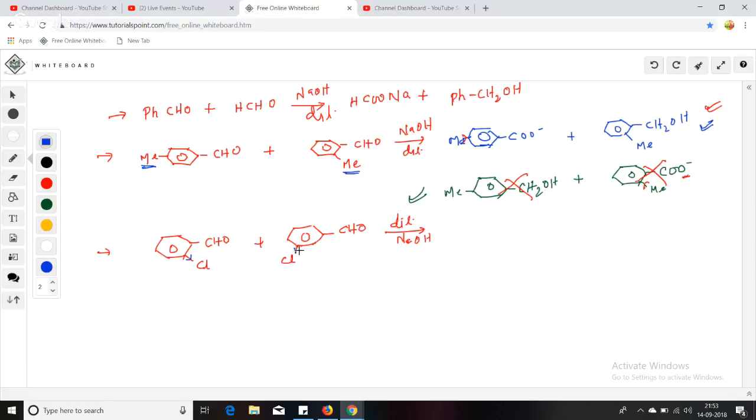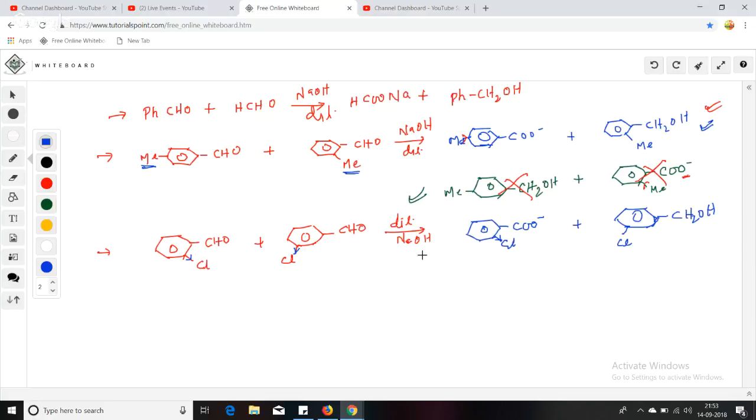Chlorine has minus I nature. That will be this. This ortho position chlorine will stabilize this negative charge here. So this will get oxidized, and this will get reduced, CH2OH at meta position. This is the product we'll get. Due to the minus I nature, this negative charge is getting stable over here.